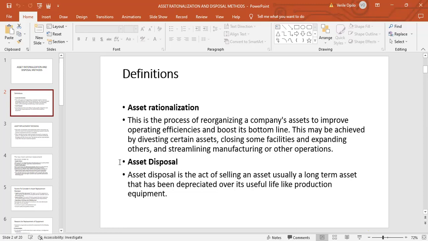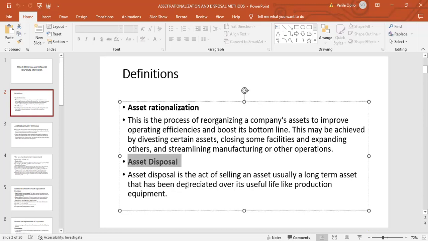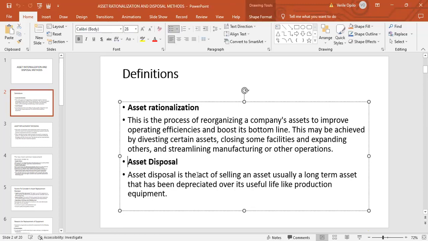Then the other one is asset disposal. Essentially, this is the activity involved in letting go of the assets of the business. You get rid of them either by replacing them, or maybe you don't need that asset anymore, so you just sell it off without having to replace it. That is what we call asset disposal.